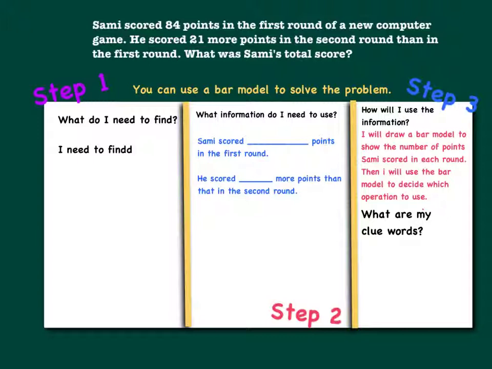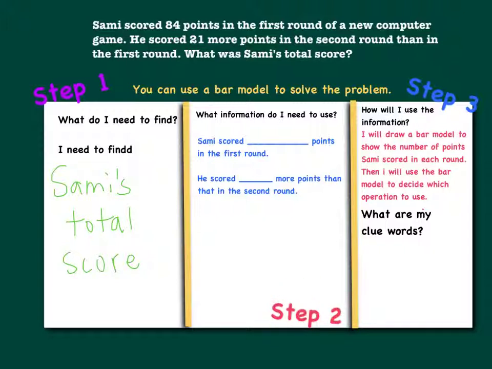So I need to find what was Sammy's total score. That's what the question is asking me to find. So I'm going to go down here to my step 1 and write down Sammy's total score. Well, when I see the word total, I know that that's going to lead me somewhere. So let's go to step 2.